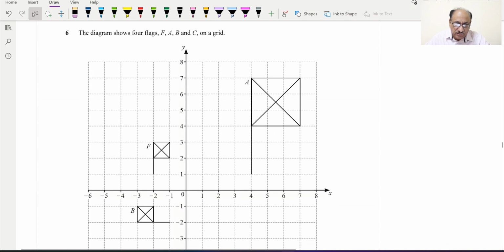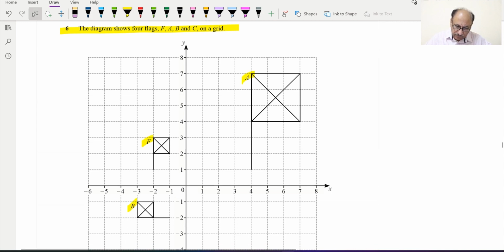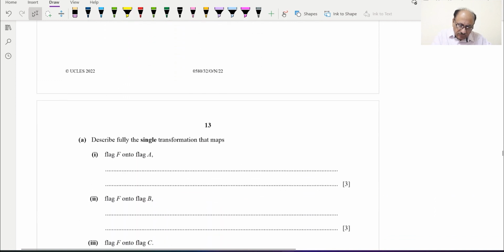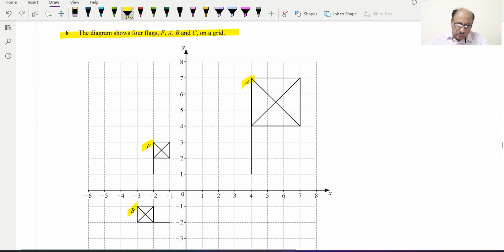Now question number 6, and question number 6 is a transformation question. The diagram shows 4 flags F, A, B and C on the grid. So F, A and B are there, and C is also there, this one. Now they are saying describe the single transformation that maps flag F onto A. Flag F onto A. So F onto A is basically an enlargement. If we check, we can draw this line.